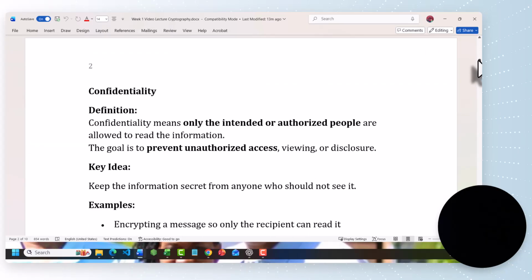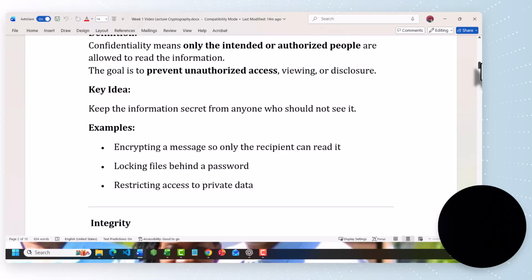Confidentiality means that only the intended or authorized people are allowed to read the information. If I send a message to you, I don't want Harry to get that message also. My message is to you. It is a private message that I only want to go to certain individuals. The goal is to prevent unauthorized access. That is one of the things we'll be delving into in this course: how do we do that? How do we prevent someone who shouldn't be looking at the data from seeing it? Key idea: keep information secret from anyone who should not see it.